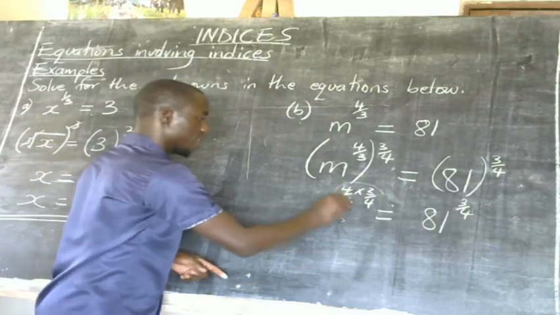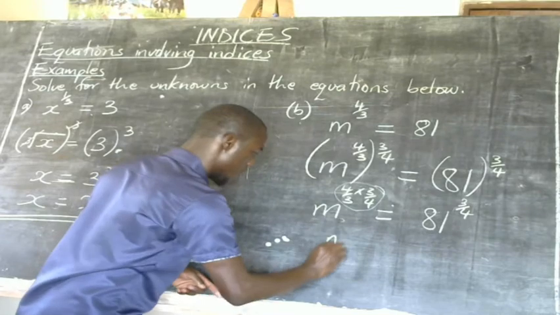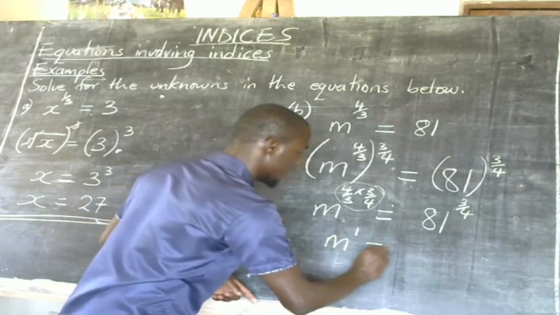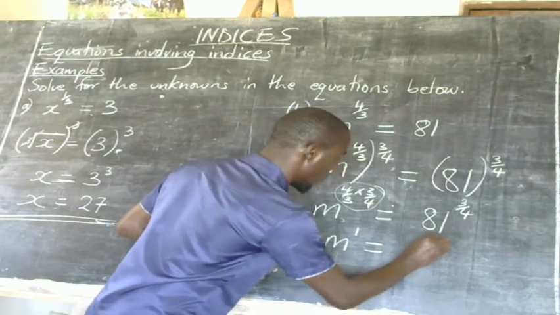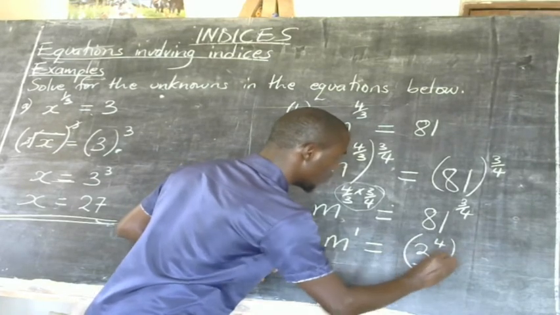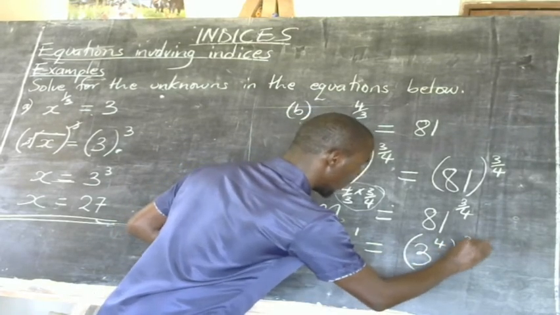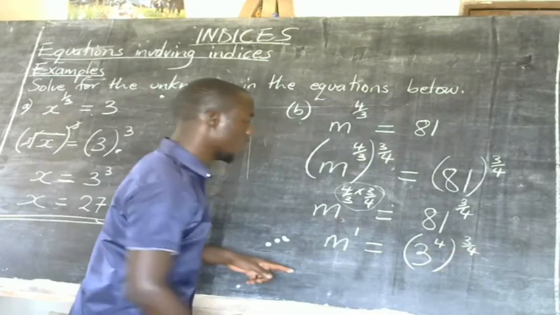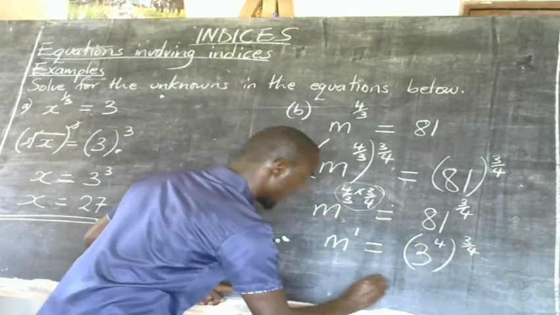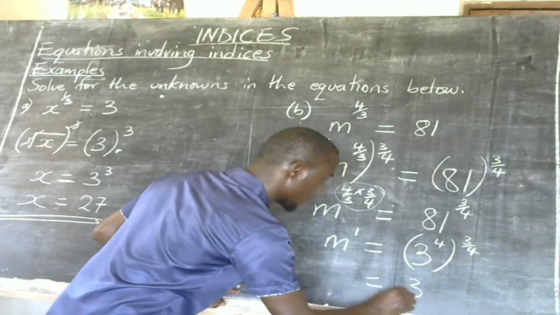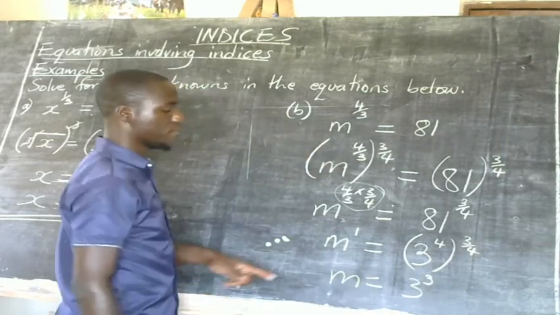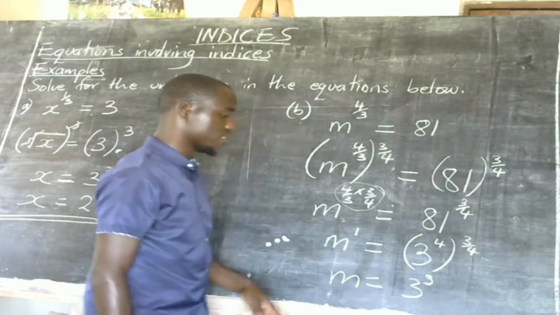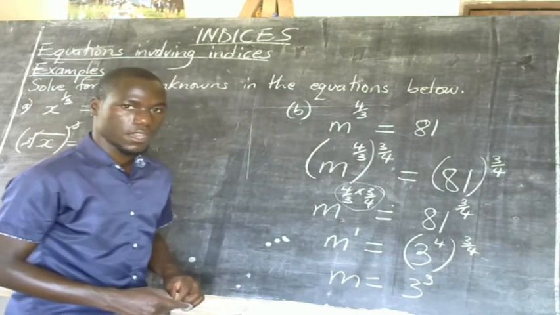This one here is the one that's going to give me m power 1, and this is equal to, this 81 is 3 power 4, then into 3 power 4. So when I open the bracket that side, I'll be having 3 power 3, and this is equal to m. Then the 3 power 3 is the same as 27.